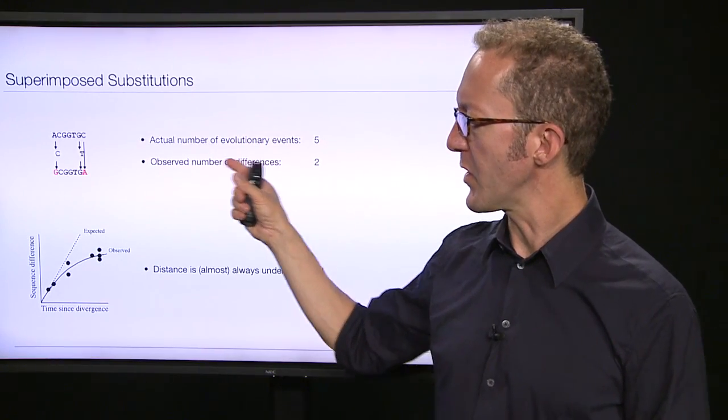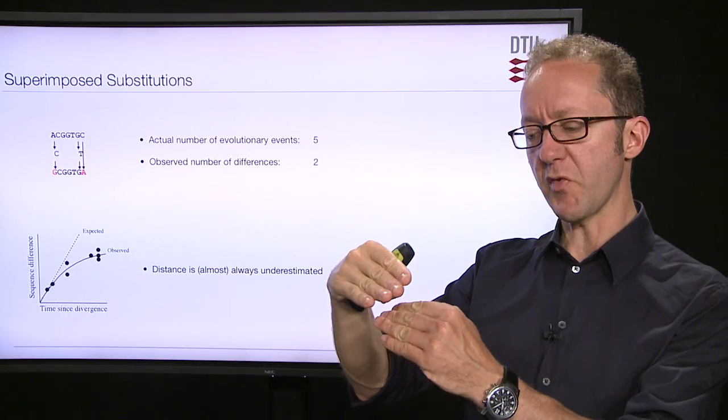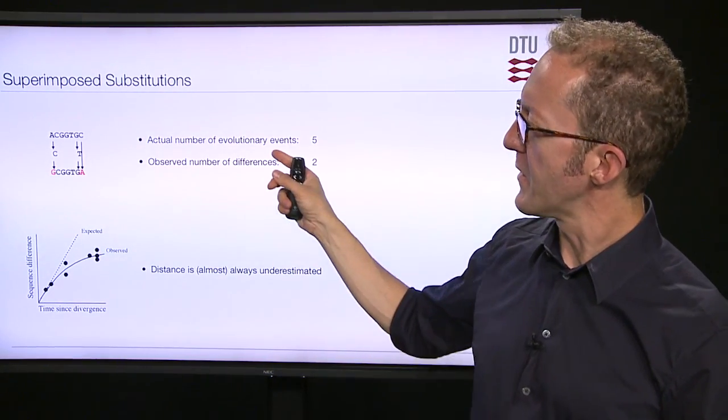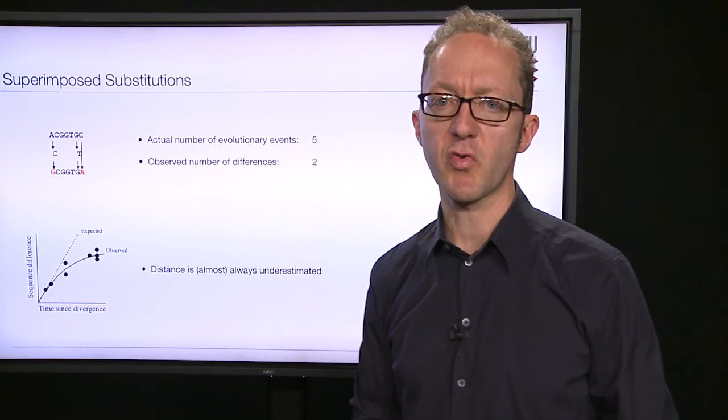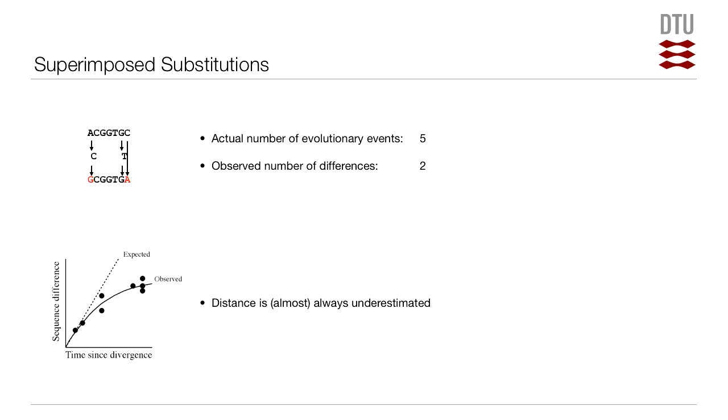The reason that it's not possible to have the observed distances, the distances observed by comparing sequences, fit the tree exactly, is the phenomenon of superimposed substitutions or multiple substitutions. Any given site in a DNA sequence can mutate more than once, but we can only observe one difference. That's the essence of the problem here.